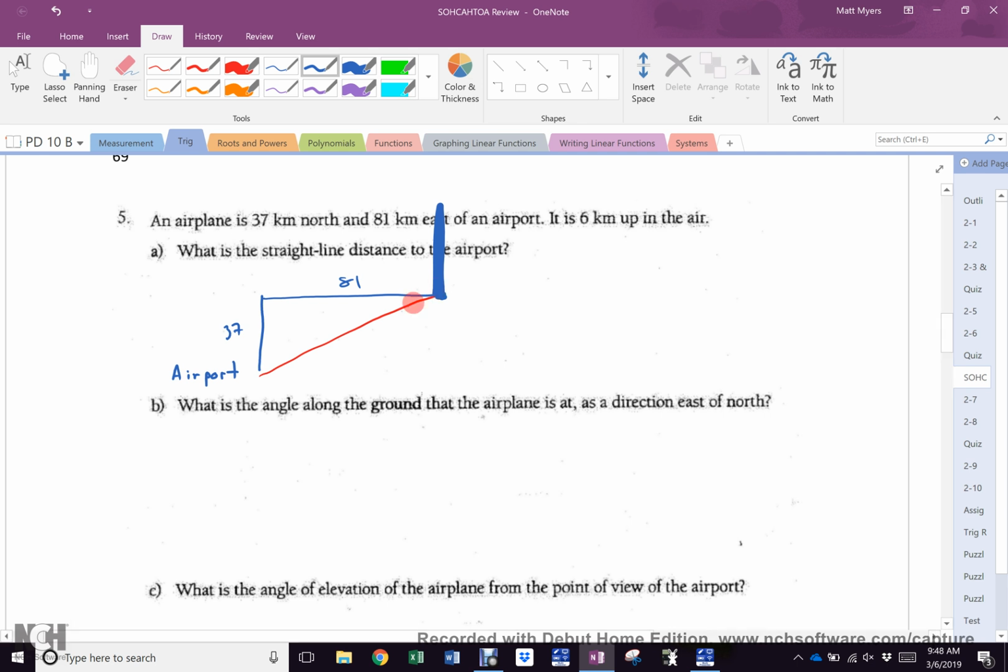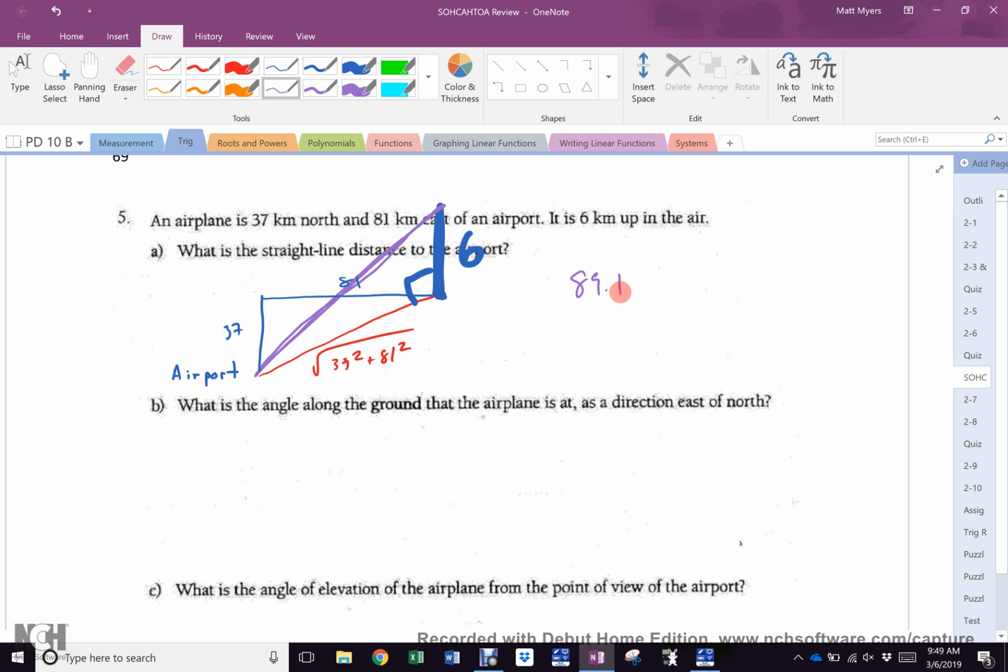What angle is created between the ground and straight up? A 90 degree. How tall is this? 6. How long is this? It is this hypotenuse, which is the square root of 37 squared plus 81 squared. And I need then that distance, which is a new hypotenuse. I have both legs, so I can find it. And the answer is 89.1, I believe. Something like that.